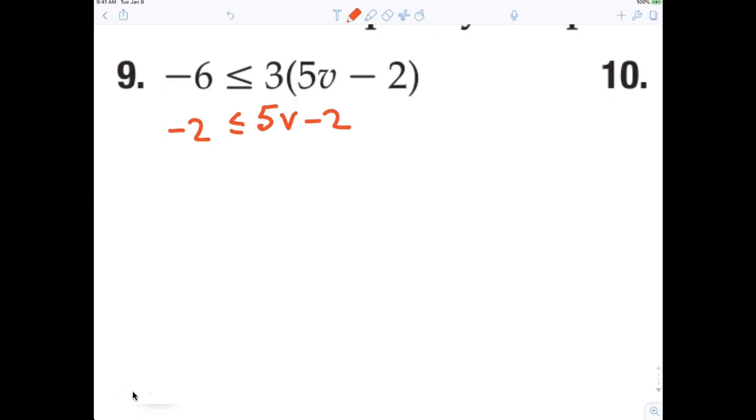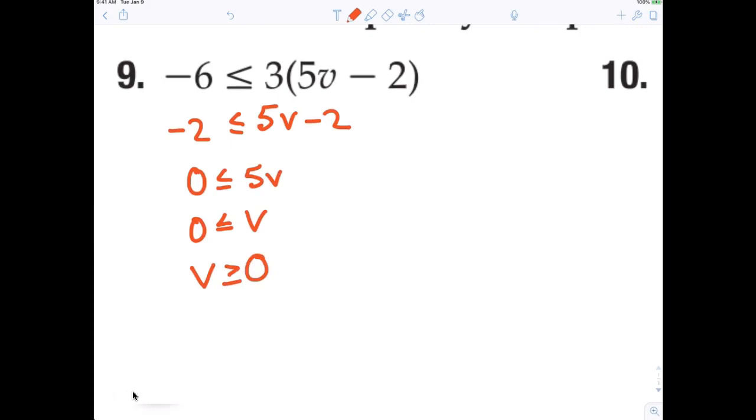Then you add 2 to both sides. Well, that just makes it what? 0. 0 is less than or equal to 5v, so now I divide by 5. And 0 divided by anything is? 0. So if 0 is less than or equal to v, that means that v is greater than or equal to 0.